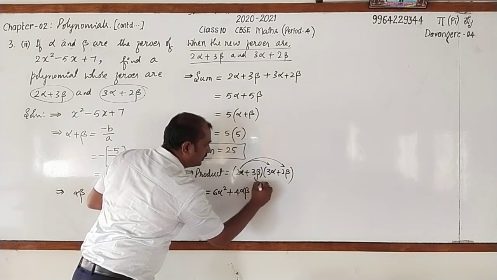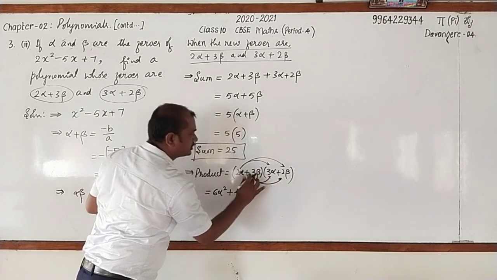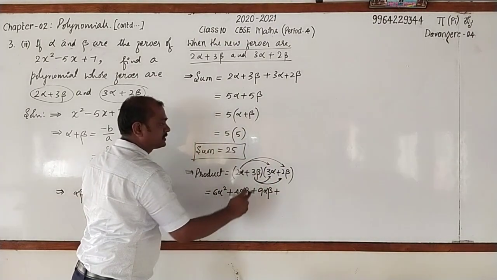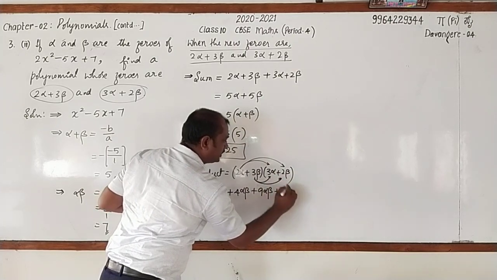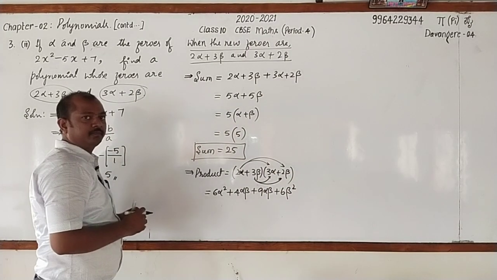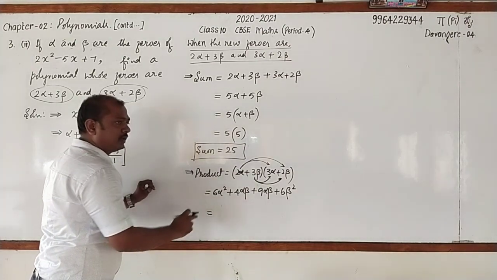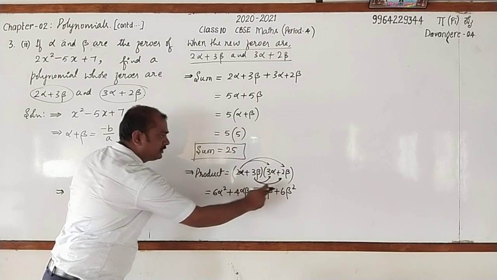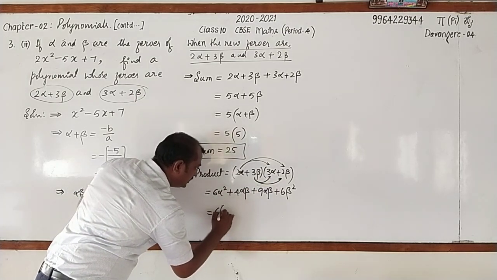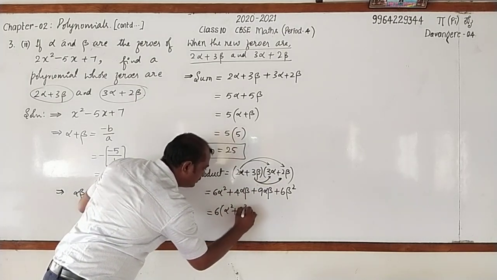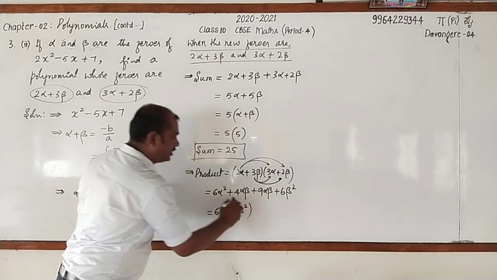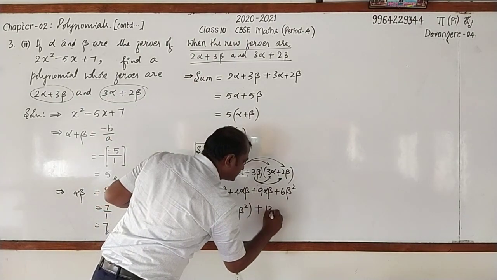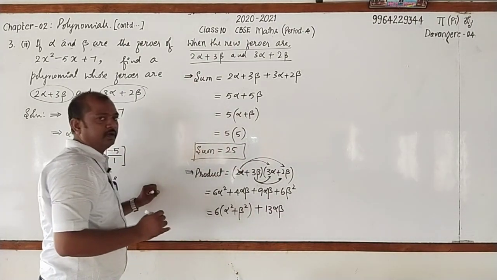Now multiply 3 beta with both the terms. 3 3s are 9, alpha into beta, alpha beta, plus 3 2s are 6, beta into beta, beta square. It is equal to, now observe it, 6 alpha square plus 6 beta square. I am writing the square terms one side: 6 into alpha square plus beta square. Hope that you have understood. Now 4 alpha beta plus 9 alpha beta, how much is it? It is 13 alpha beta.